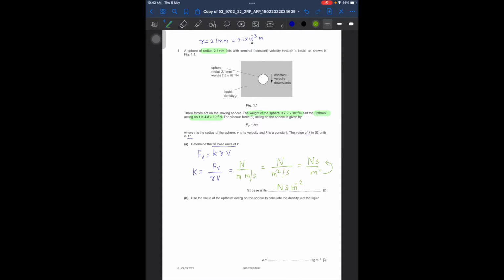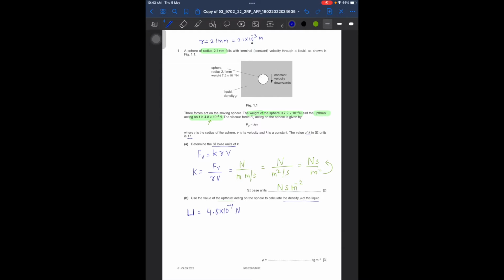Let's look at the next one. Use the value of the upthrust. So let's check what's the value of the upthrust. Yeah, here. So we'll write that the value of the upthrust is 4.8 into 10 to the power negative 4 Newton. I'm just writing a little inverted square type, so that we don't get confused between U and V. Okay, so that's the value for 4.8 into 10 to the power negative 4 Newton. And it's asking us to use the value of upthrust acting on the sphere to calculate the density of the liquid. So from the upthrust we want the density.